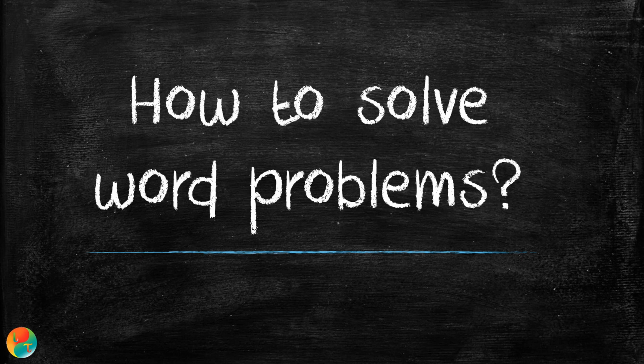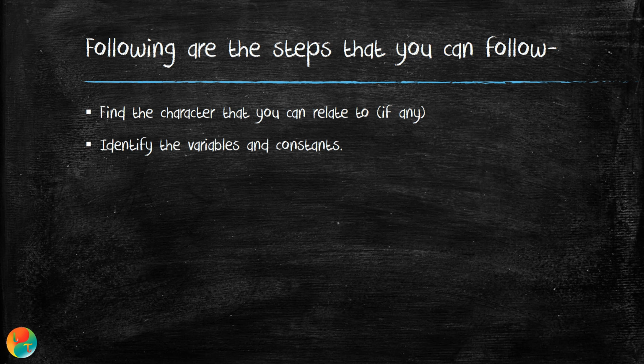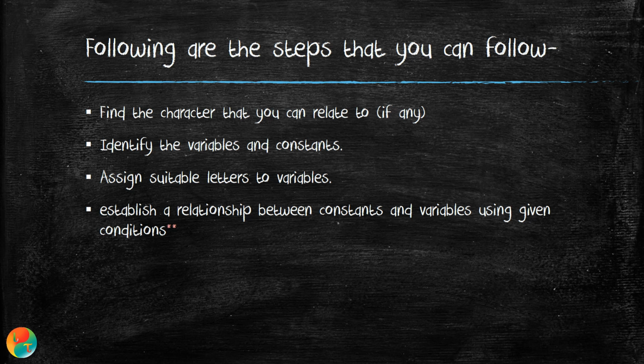In this video we will see how to solve word problems which are specifically related to pair of linear equations in two variables. Following are the steps that you can follow. First step is find the character that you can relate to, if any. Second step is identify the variables and constants. Third step is assign suitable letters to the variables. Fourth step is establish a relationship between constants and variables using given conditions.